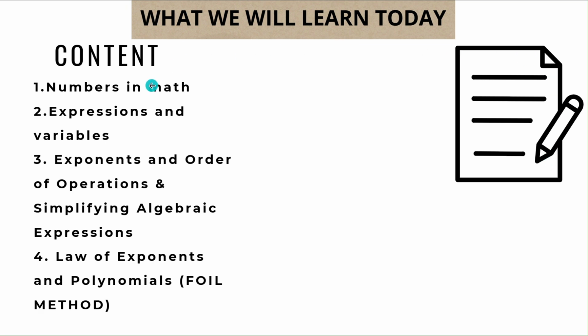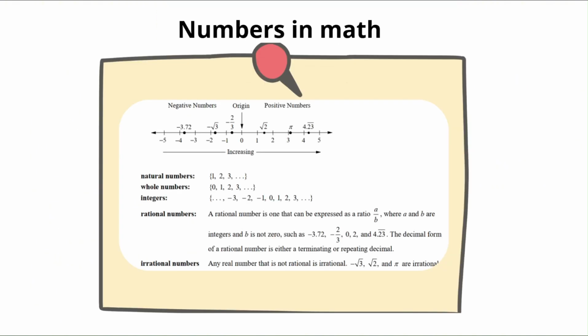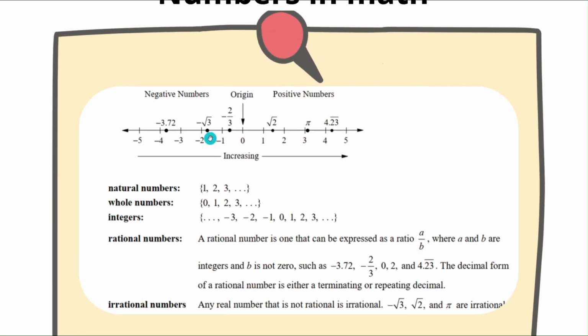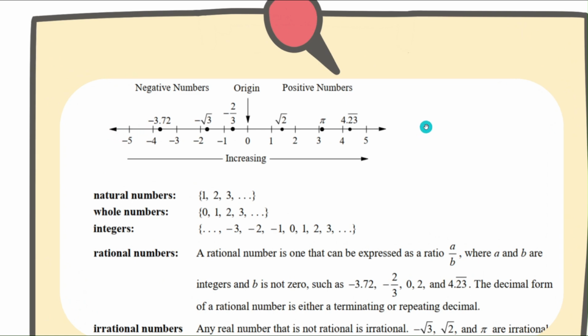Now to the next slide, where we look at our agenda today, what we're going to cover. The first thing is numbers in math, followed by expressions, exponents, and laws of exponents, and many more. Let's start off with the numbers in the SAT, or in math in general. As you can see, we have our axis here. Numbers to the left side decrease, these are negative numbers. Numbers to the right side are positive and increasing. This axis points to the right side, which means it is increasing.